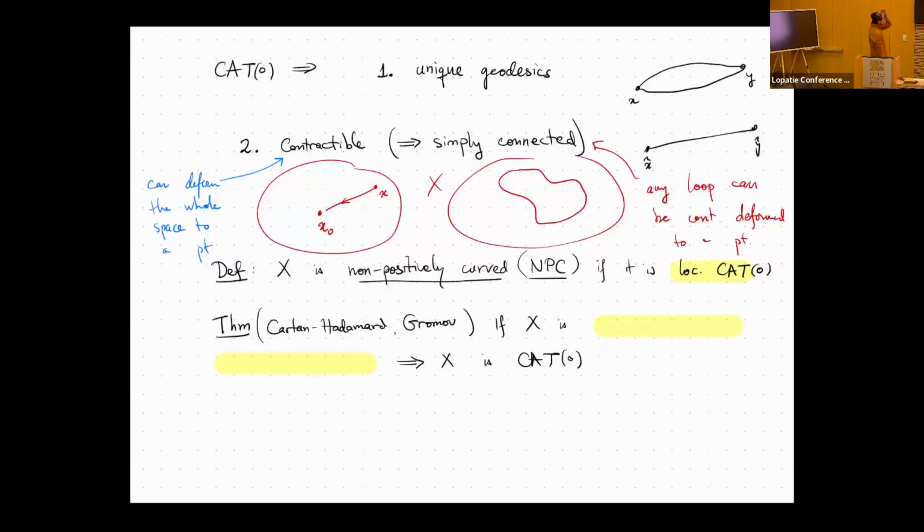So speaking of Gromov, there's this theorem, which is his version of the Cartan-Hadamard theorem, that tells you that this local property of being locally CAT(0) and this global property of being simply connected are enough to deduce CAT(0). So, I should also assume complete as a metric space: if X is locally CAT(0) and simply connected, then X is CAT(0).